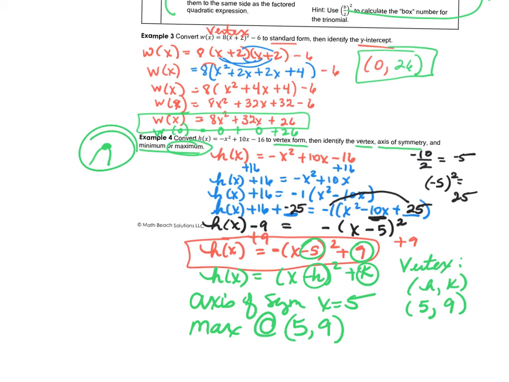Okay, so the things that I'm going to be looking for when I check this are the equation, the vertex, the axis of symmetry, and that the maximum is at (5, 9). All right, that is page 3 of the notes.